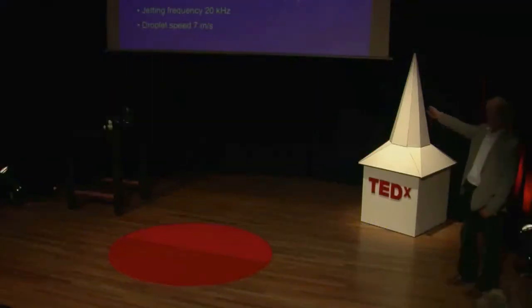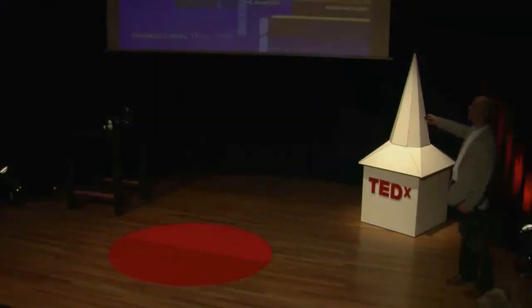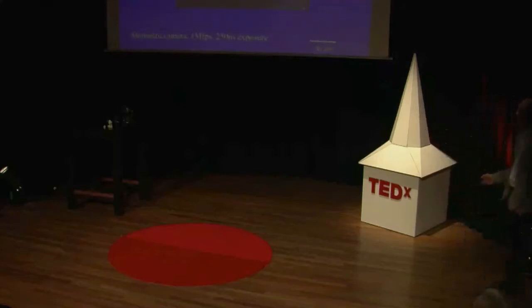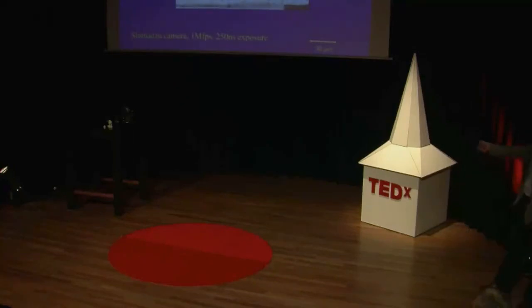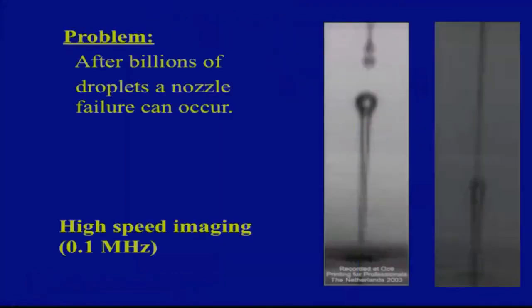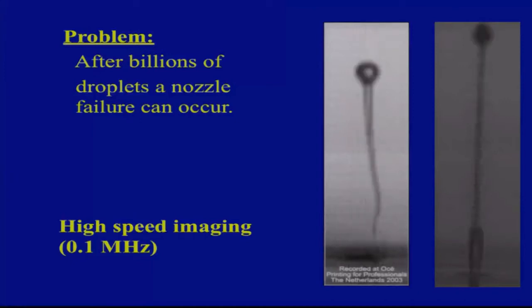It can also be used for 3D printing, this type. And once it works nicely, it jets like this. This is photographed with a camera from 1 million frames per second. And this is how it should work and how it works in many, many cases. But sometimes it goes wrong. And this is what you see here. Here it goes wrong. Here it recovers on the left, and on the right it doesn't recover.